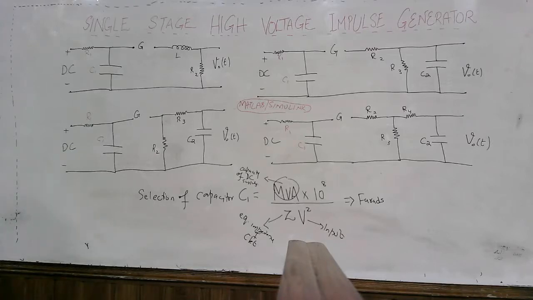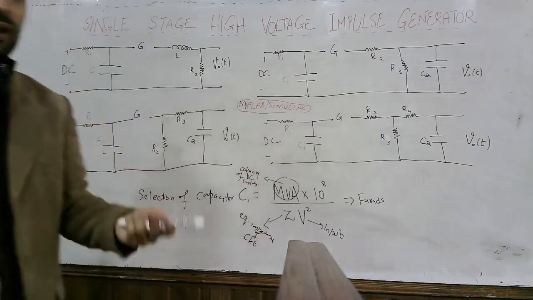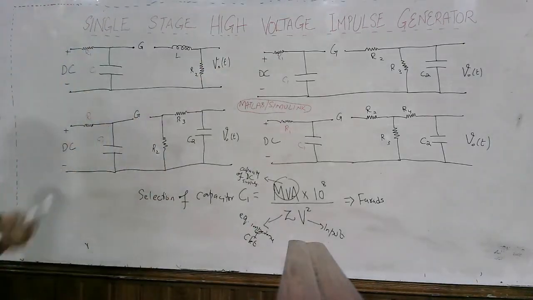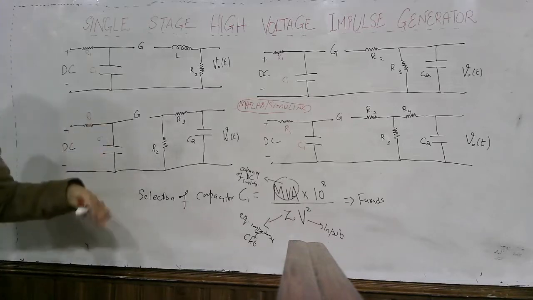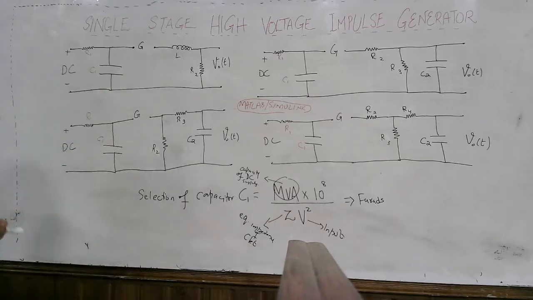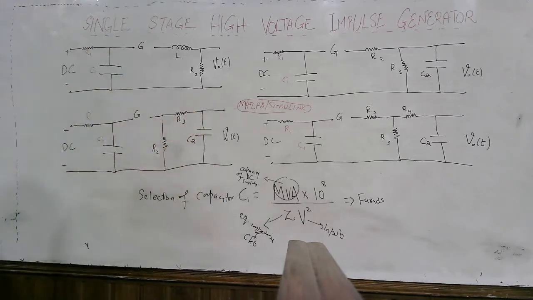So here we are done with the single stage high voltage impulse generators, and if you are interested in multi-stage, then there is another practical approach, the Marx generators. You can use the voltage doubler circuit, Cockcroft, or the Marx generators if you are interested in generating higher impulse voltages. So this is the single stage impulse voltage, and for multi-stage you go for the Marx generator.